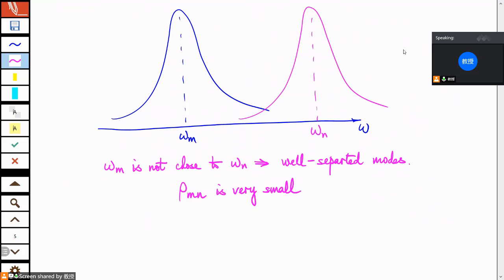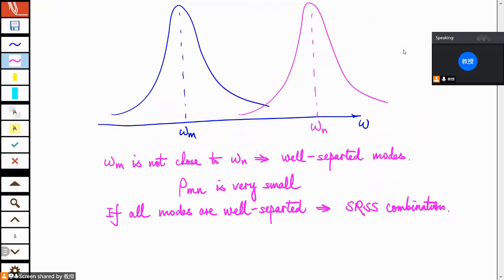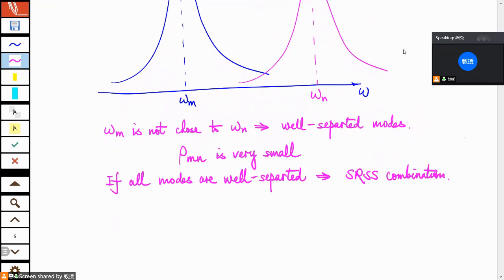Okay, so now if all modes are well separated, then we can use SRSS combination. Okay, because rho mn is small for all combinations of modes.